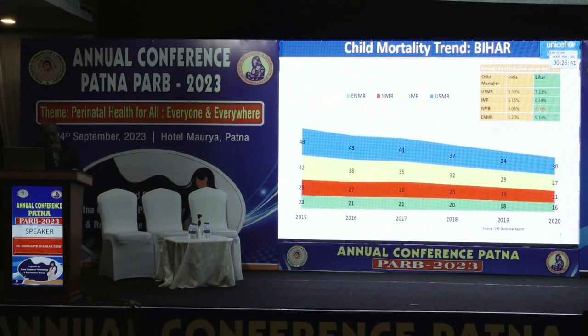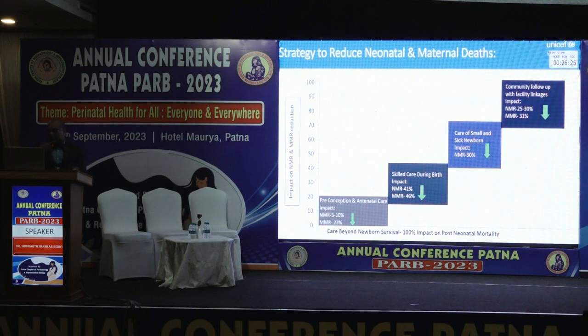The current rate of reduction is around 4.08 in Bihar, and 0.06 in India. But actually we need to accelerate this rate of reduction to achieve the targets by 2030 as per the SDG standards and also as per the Indian Newborn Action Plan. So actually, where do we need to invest?